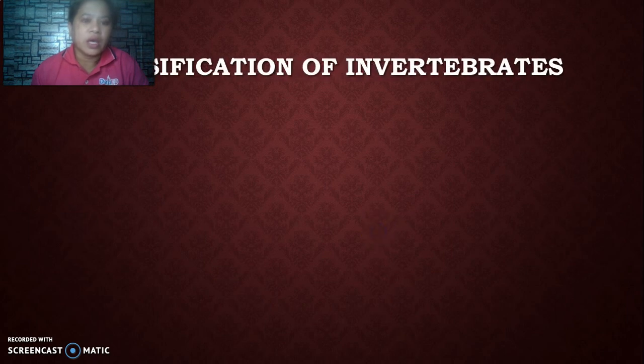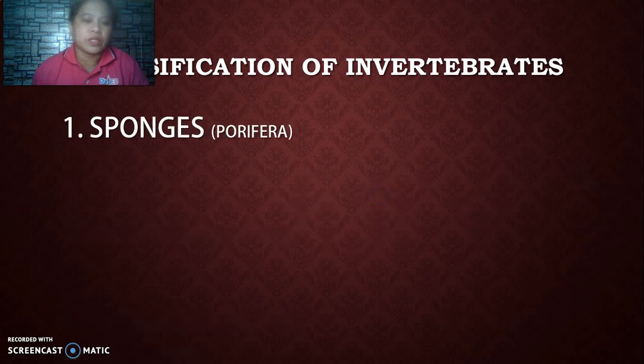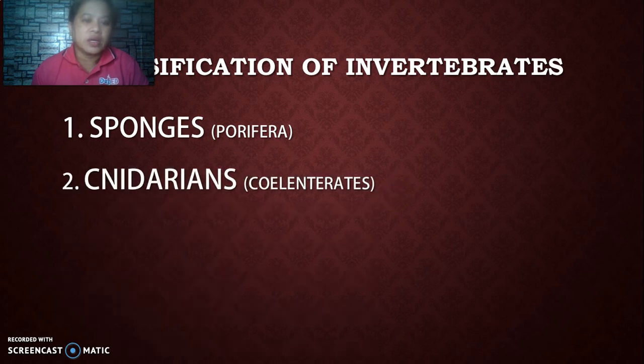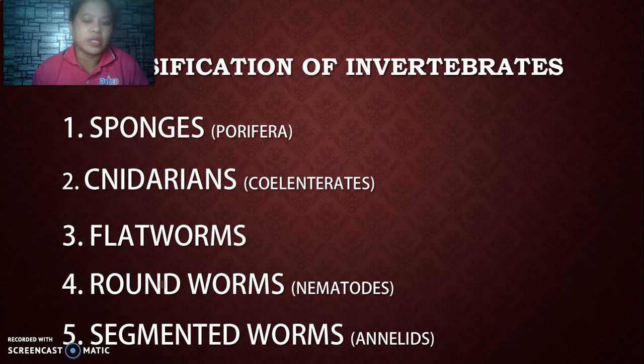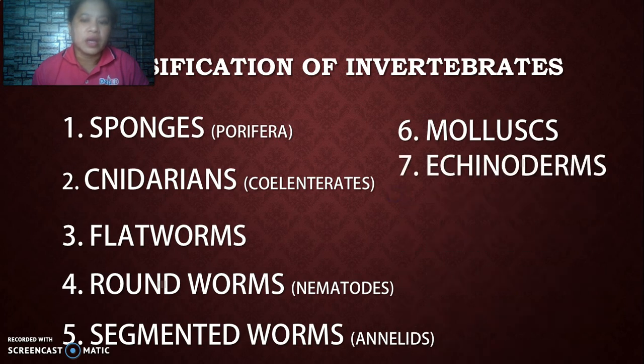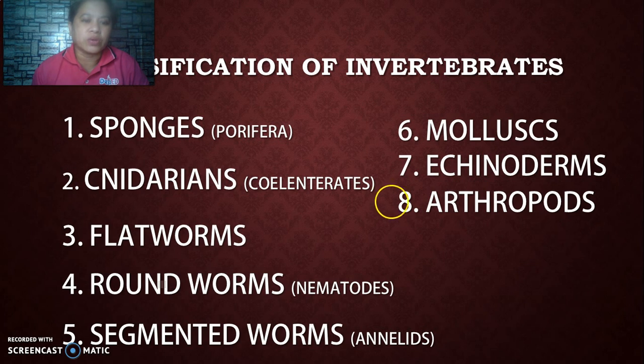We also have 8 classifications of invertebrates. First is the sponges, which are called Porifera, Cnidarians or Coelenterates, flatworms, roundworms or the nematodes, segmented worms or the annelids, the mollusks, echinoderms, and the arthropods. Each of these groups has its own characteristics. Let's begin with the sponges.